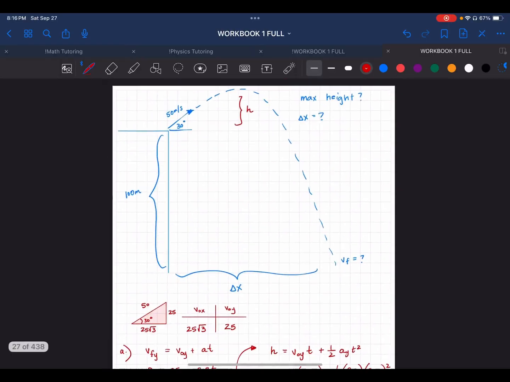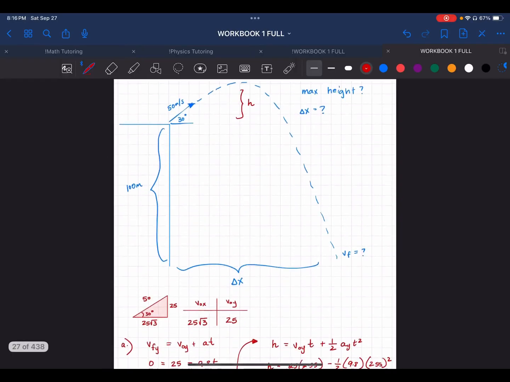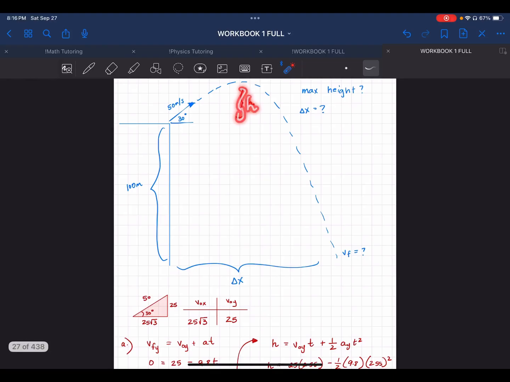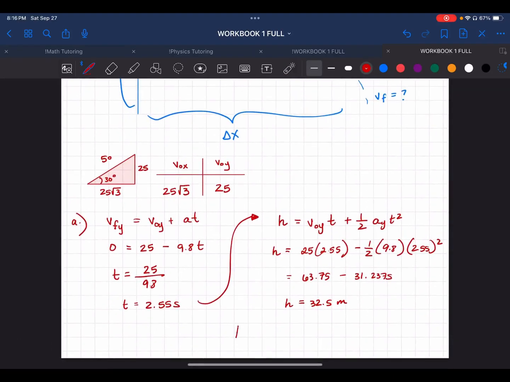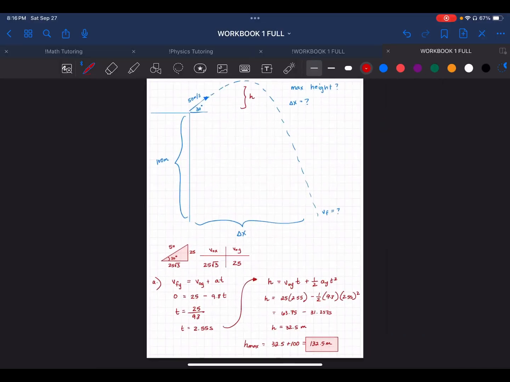So if I want to find the max height, I just add whatever this is. For H max, if it's 32.5 plus the initial height, that's 100. Okay, if that makes sense.